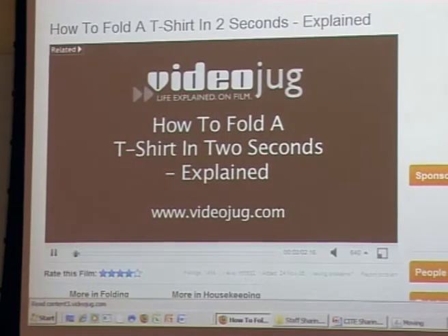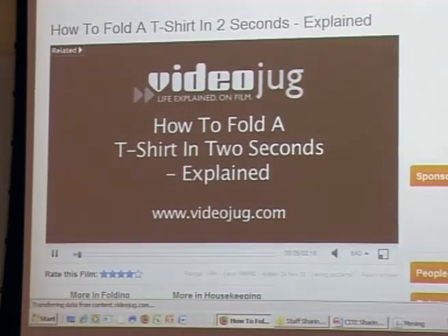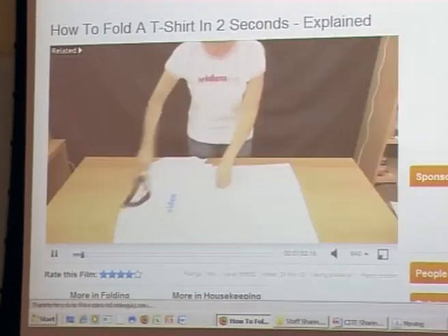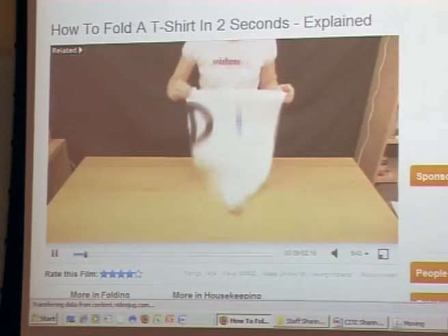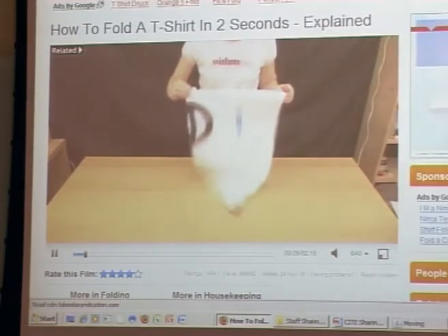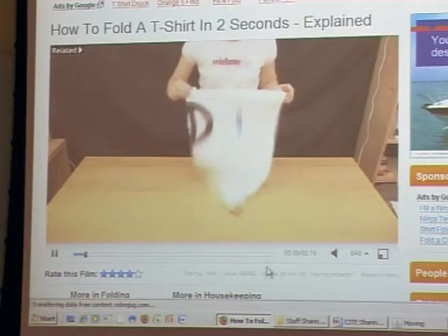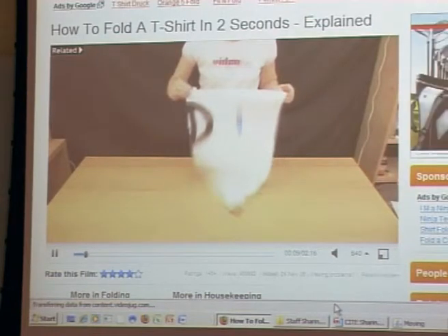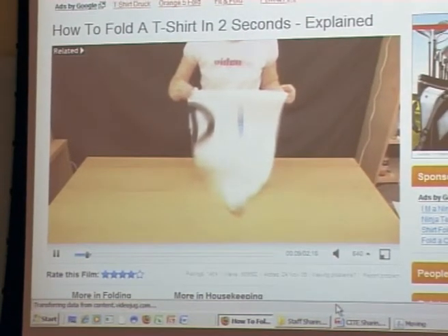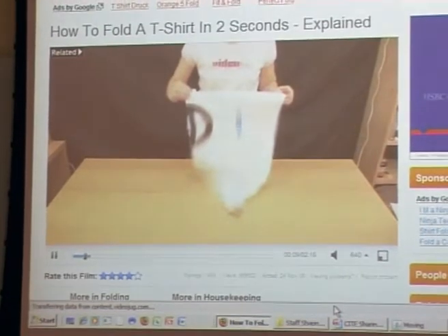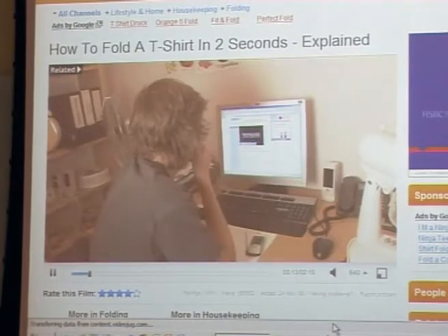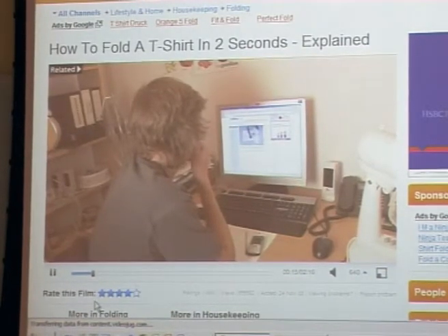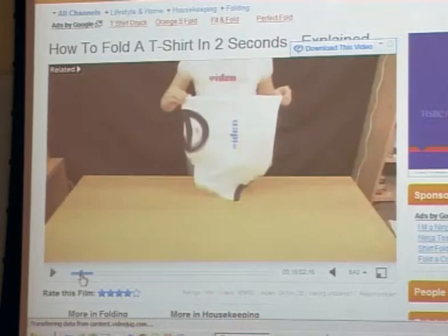How to fold a t-shirt in 2 seconds. Explain. Hello and welcome to Videojug. You may have seen a film on the Videojug website. Okay, let's look.